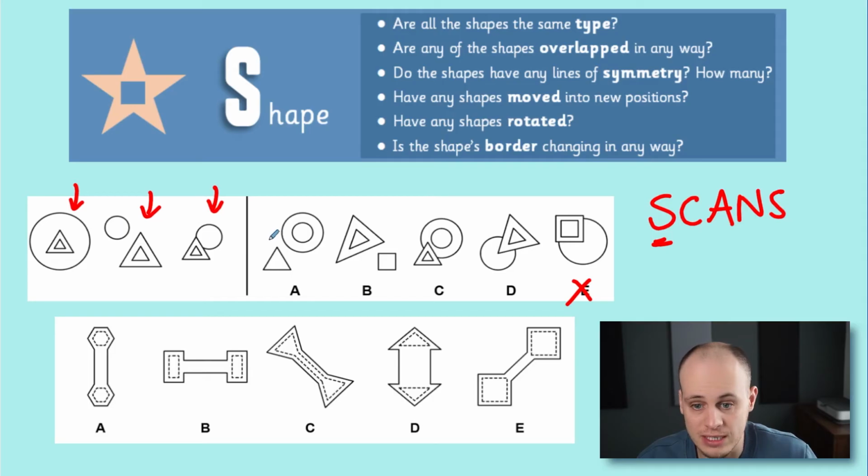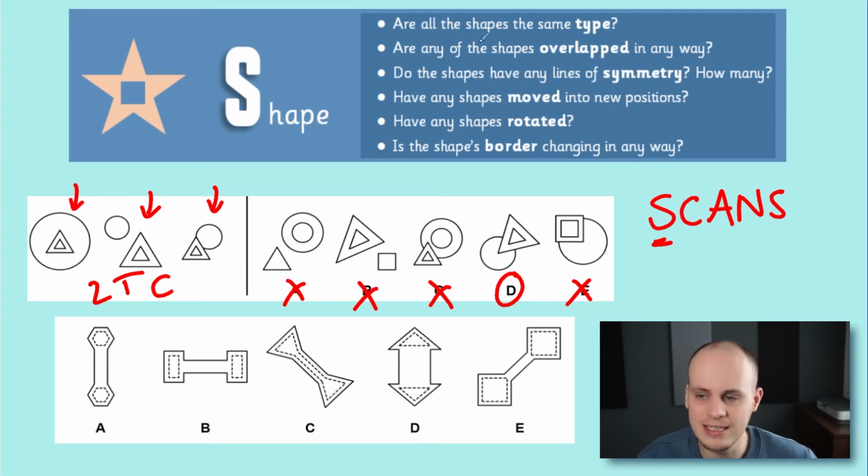So let's find the one that fits it. Two triangles and a circle. Two triangles and a circle, that makes no sense. Here we go. One triangle, two circles. No. Two triangles and a square. No. Two triangles, two circles. No. Two triangles and a circle. Yes. Didn't matter they overlapped. Didn't matter about the size. Didn't matter where they were. Didn't matter about the rotation.